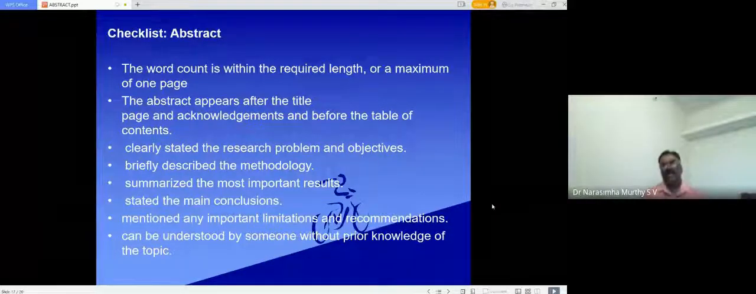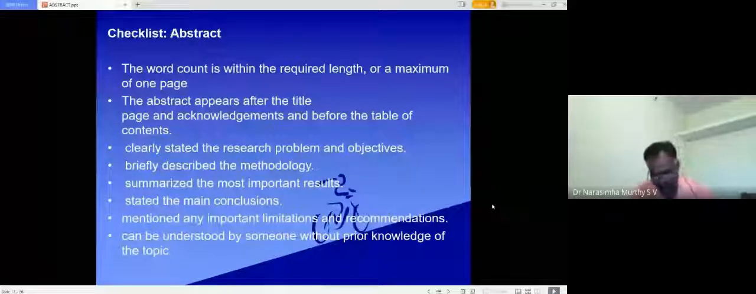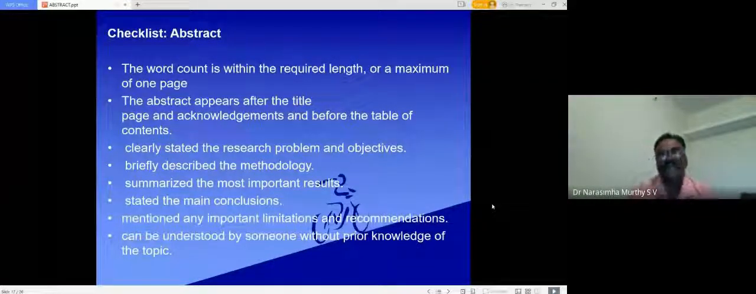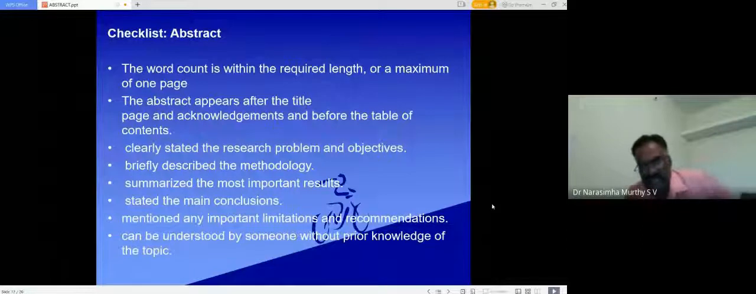So remember, writing is a process. You need to revise, edit, revise. And not only that, most of the time, we fail to do this. We will not ask our friends, our colleagues to go through our abstract. So another checkpoint, have I stated all my major conclusions? And have I mentioned any significant limitations or recommendations? Because our study begins with limitations, because we cannot cover the whole of it or everything in it.